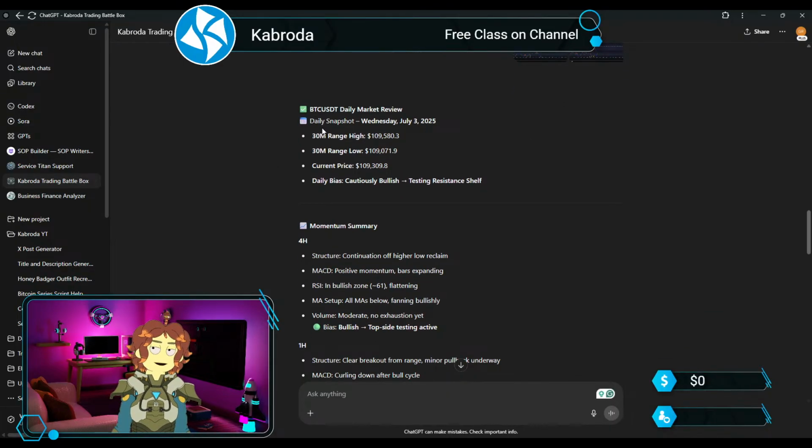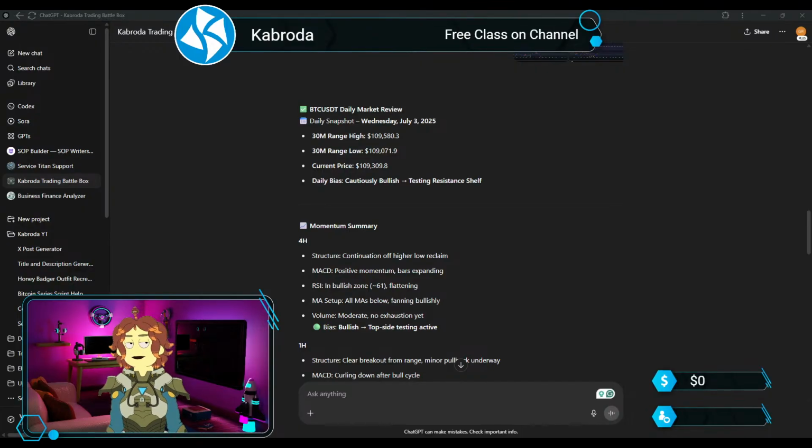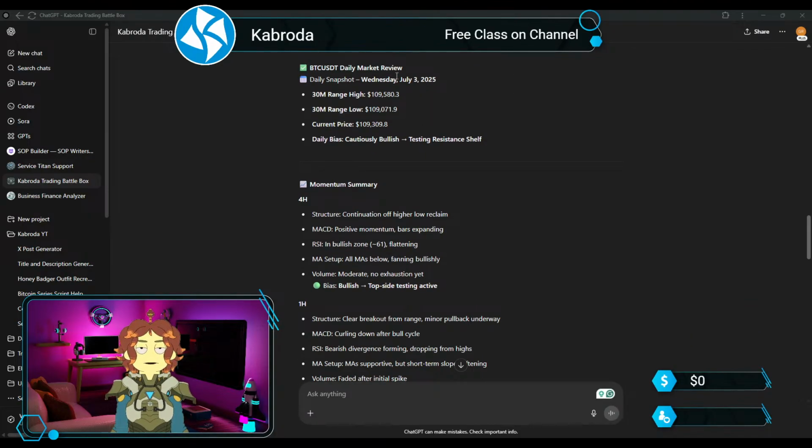So we got our daily snapshot for Wednesday, July 3rd, 2025. So that'd be today, day right before July 4th. So it's exciting. But basically, we got our market review. So there's the 30-minute high I was talking about. So it's going to be at 109,583. Then we got a low at 109,719. And then the current price is 109,309.8. And the daily bias is going to be cautiously bullish.